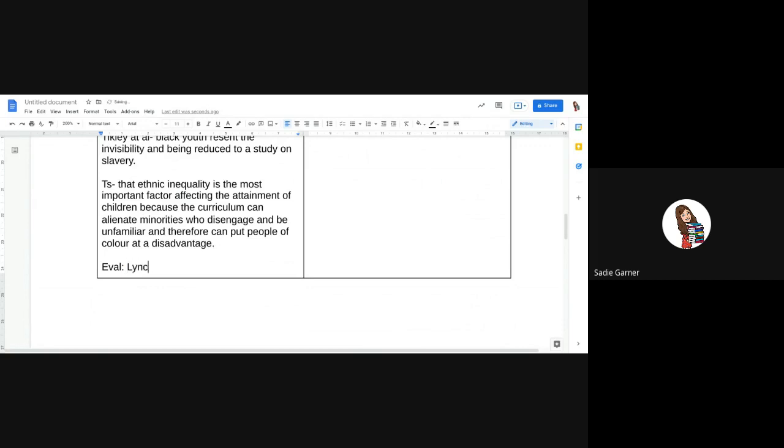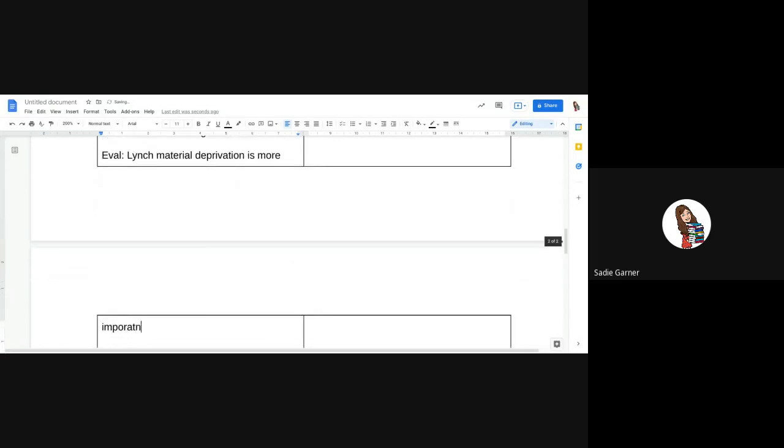for Lynch, material deprivation is more important than any cultural differences, as this can affect attendance and concentration.